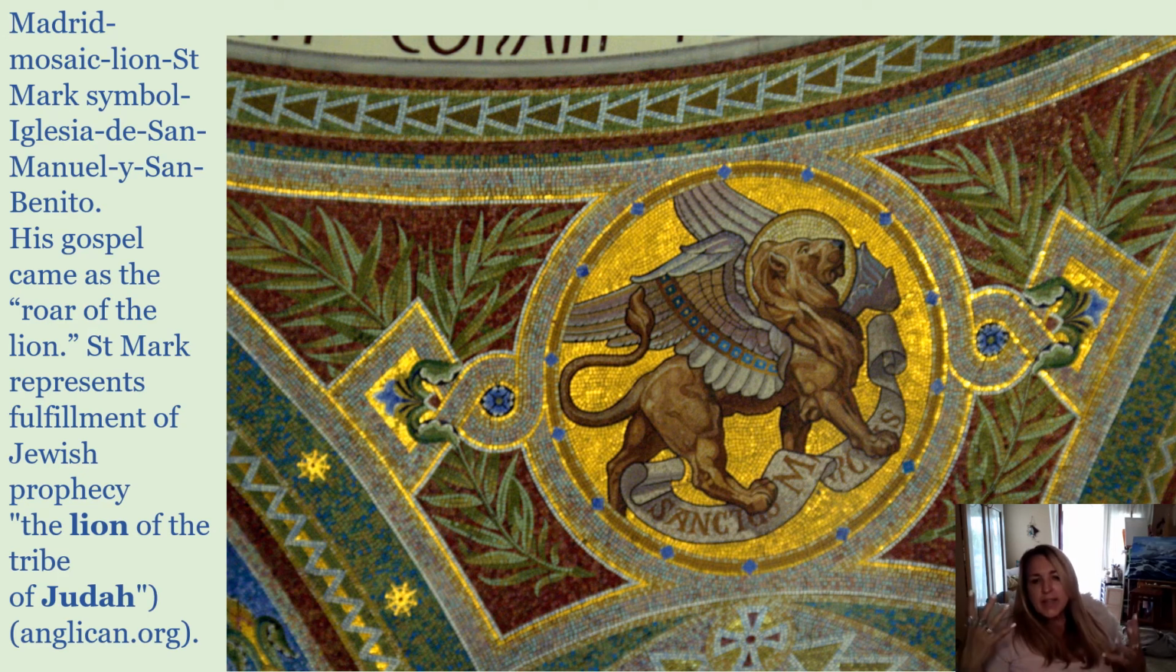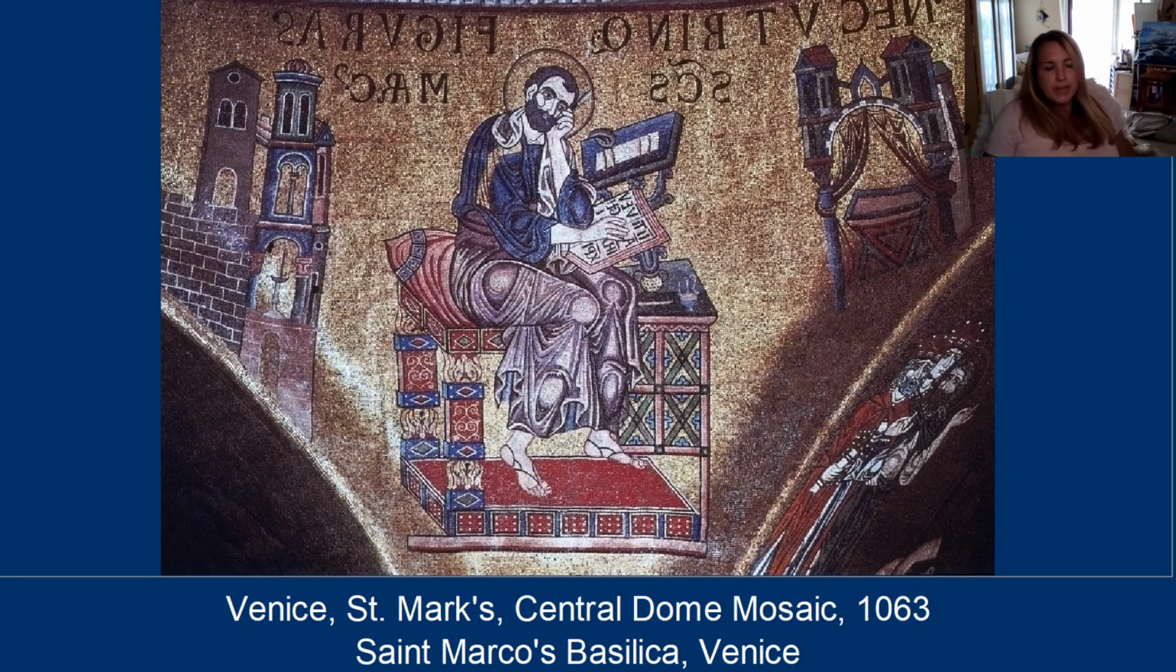But the winged lion, you see a lot in Venice. You often see him at the top of columns. The iconography is all over the city. Venice, St. Mark's Central Dome mosaic, 11th century. This is in St. Marco's Basilica, which is virtually all done with these teeny tiny golden mosaics. It is stunning inside.